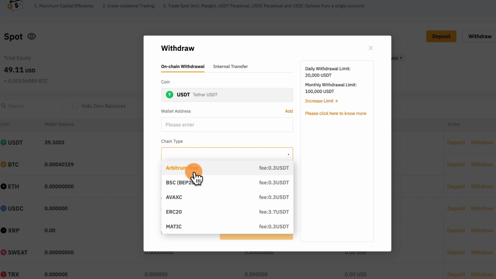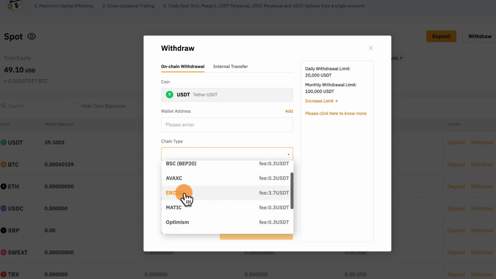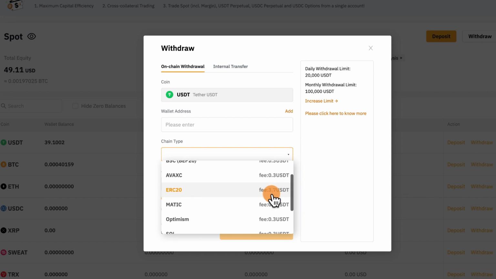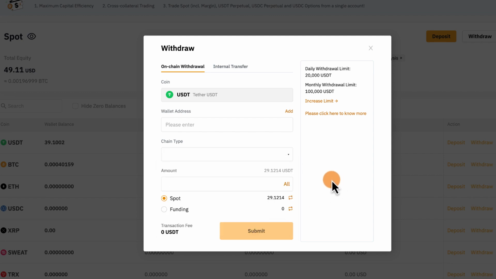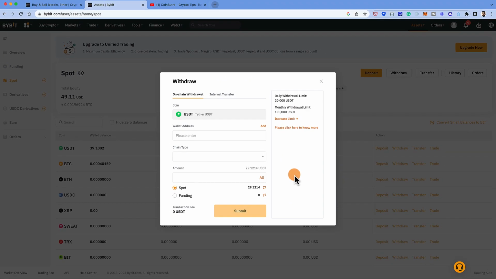So for example, if I use Arbitrum or BEP20, which is Binance chain, or AVAXC, I'll be paying a fee of only 0.3 USDT. But if I'm withdrawing to, let's say, the Ethereum chain, which is ERC20, I'll be paying a fee of 3.7, which is a lot. And if I'm using TRC20, I'm paying a fee of $2. So depending on which exchange or which wallet you want to withdraw to, you should select the chain type accordingly, and your chain type should match the wallet in which you are receiving.